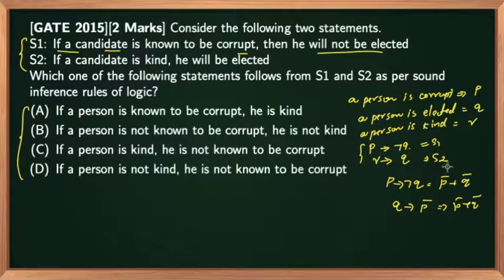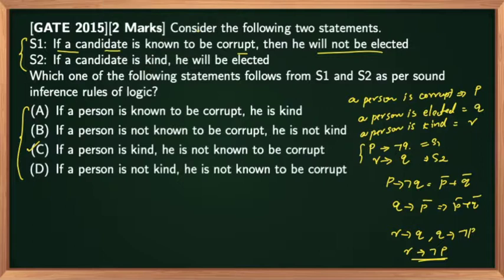So what we know is that r implies q, that is true, and q implies not p, this is also true. So I can say that r implies not p will be true, right? That means if a person is kind, then he is not known to be correct, right? So the answer C is correct.